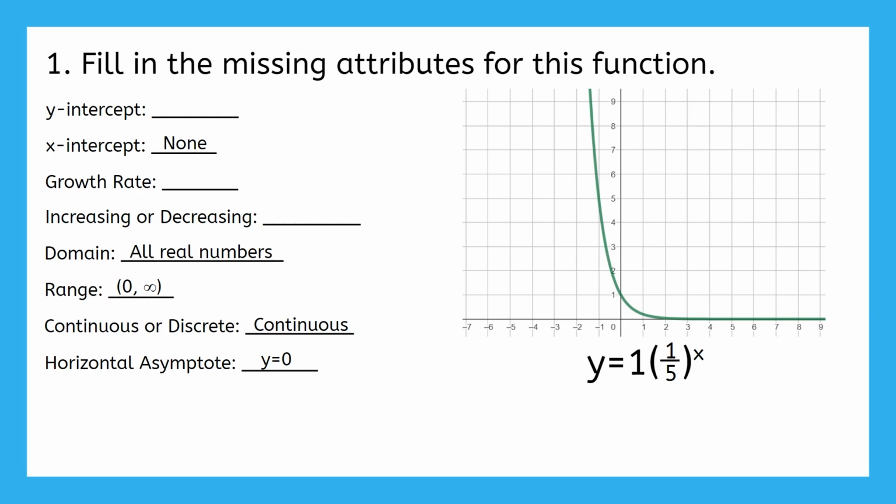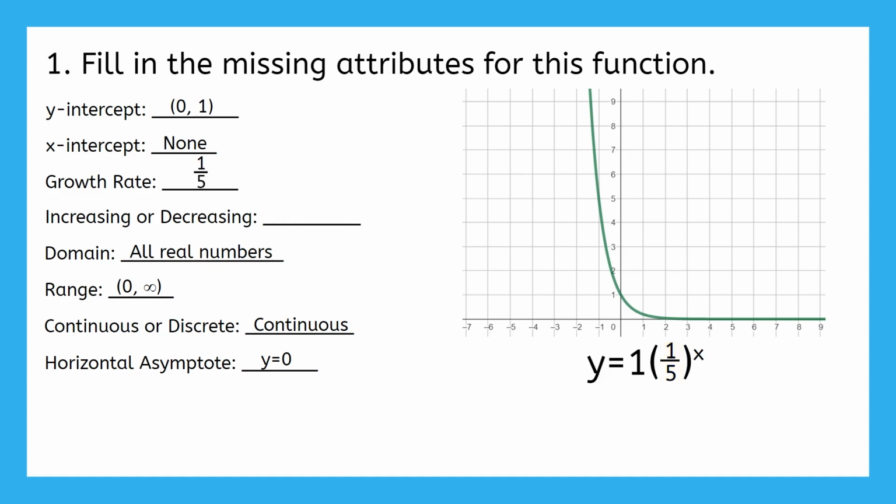Now that those attributes are taken care of, we can identify the ones that change from function to function. We can identify the y-intercept by examining the a value. Since the a value is 1, our y-intercept is (0, 1). All right, now onto the growth rate. You may have noticed that we have a growth rate of 1/5 by looking at the b value.